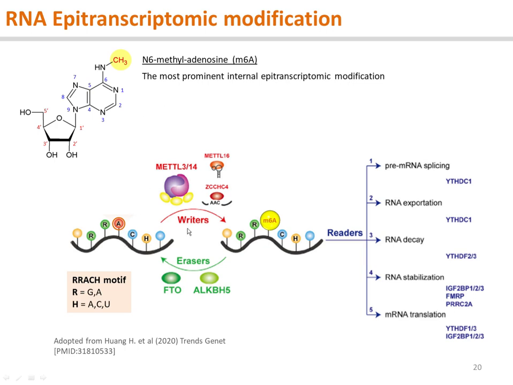M6A is installed by writers such as METTL3 and METTL14. The modification is reversible by erasers such as FTO and ALKBH5. M6A interacts with various readers to exert regulatory functions, such as YTHDC1 for RNA splicing and nuclear to cytoplasmic RNA export, or YTHDF2 or YTHDF3 for RNA decay, or IGF2BP for RNA stabilization, or YTHDF1, 2, 3 for mRNA translation.